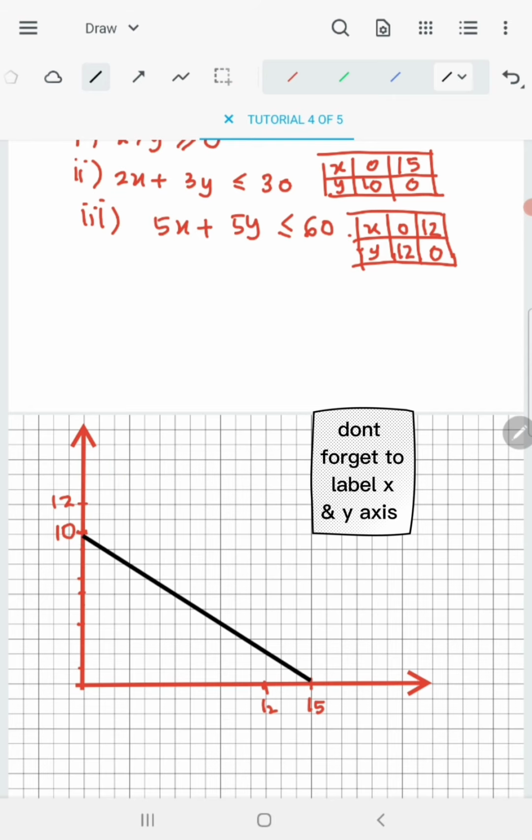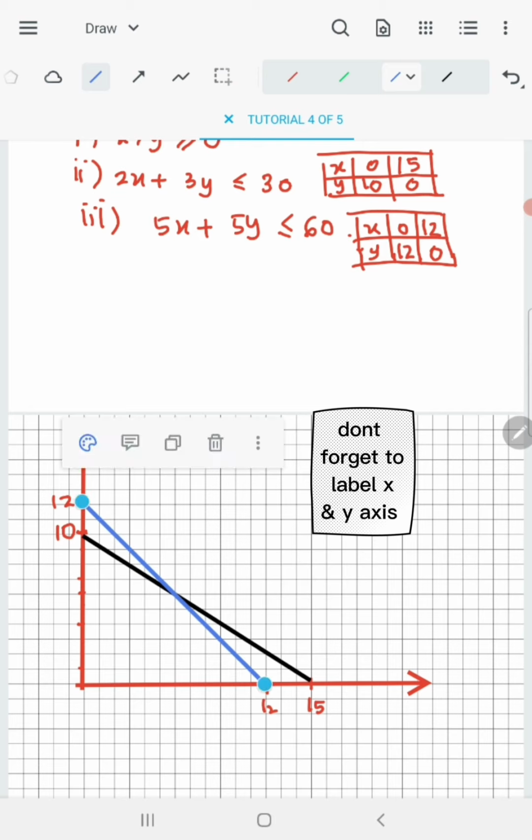Okay, so one equation, and then another equation. 5x plus 5y equals to 60. So when x is 0, y is 12. When y is 0, x is 12.